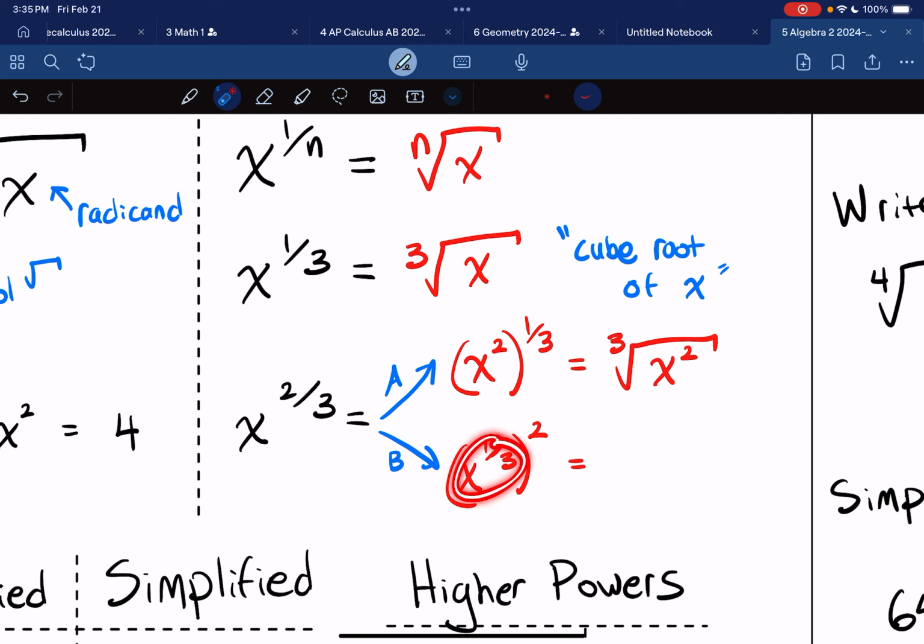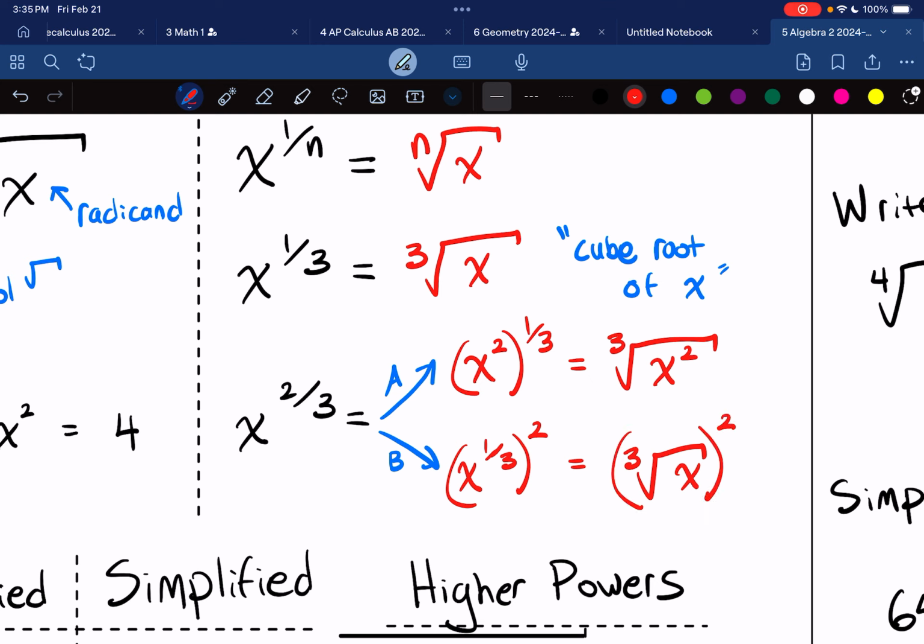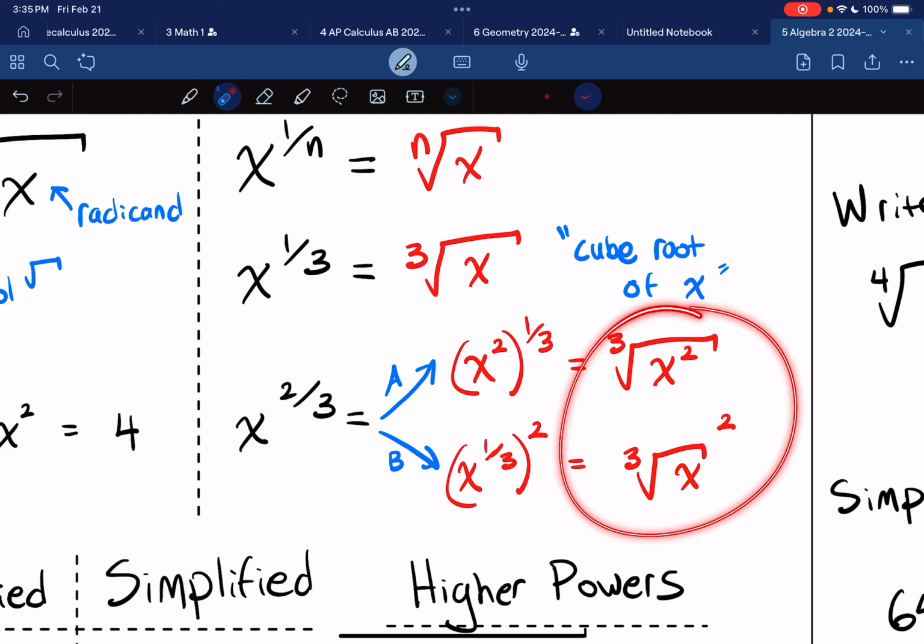And this inside, oh, that's x to the power of 1/3, which we just did right here. It's this cube root of x, then squared. So this is really the cube root of x, then quantity squared. I guess I don't really need the parentheses there. I can get rid of them. These are the same thing. That and that are the same thing. It doesn't matter if I put the 2 on the inside or the outside.